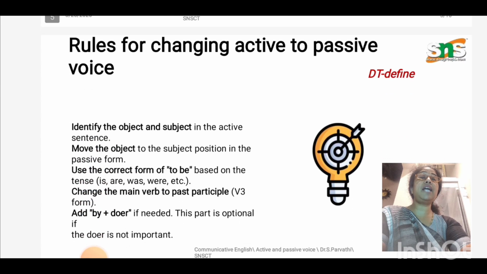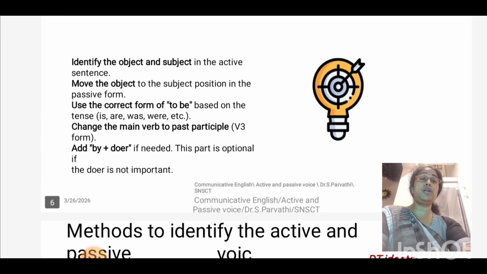Rules for changing active to passive voice. What are the rules involved? First, you have to identify the object and subject in the active sentence. Then move the object to the subject position in the passive form. Use the correct form of to be based on the tense, for example is, are, was, were, etc. Change the main verb to the past participle, and add by plus doer if needed. This part is optional if the doer is not important.